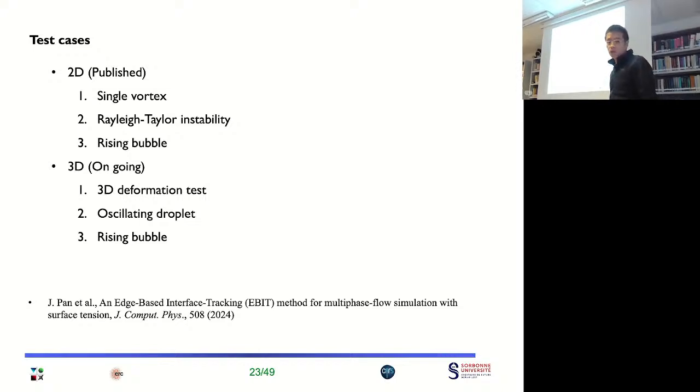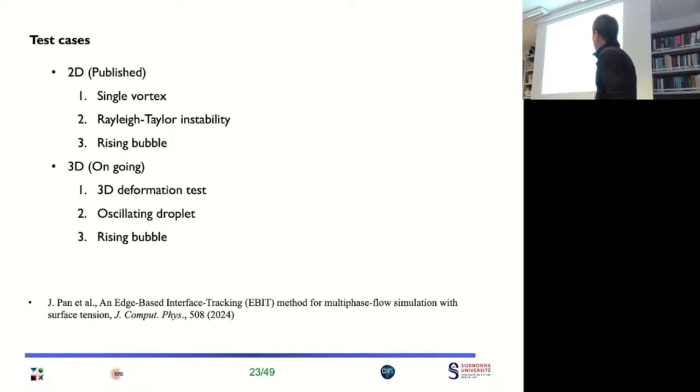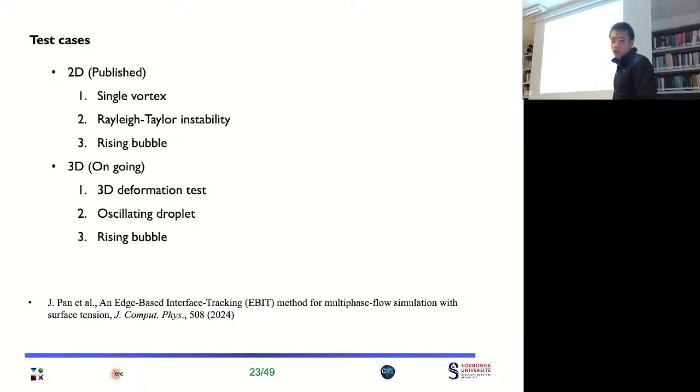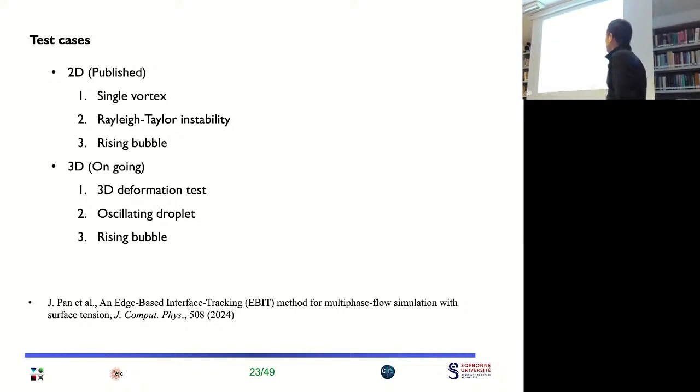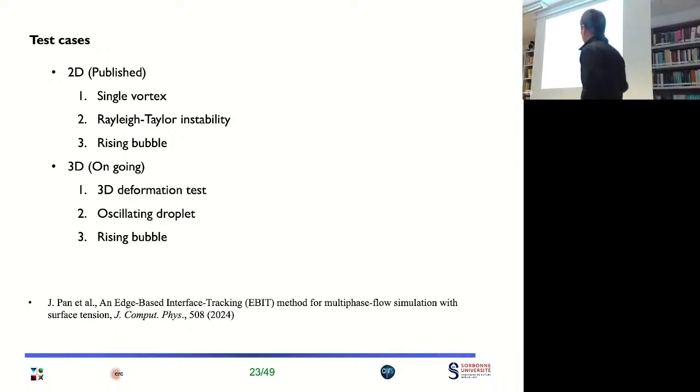So here I will show some test cases used to validate the EBIT method. The 2D cases are selected from our published papers, and more details about the results, including the scalability of the method and the comparison of the accuracy and efficiency between the simulation with and without adaptive mesh refinement, can also be found in this paper.